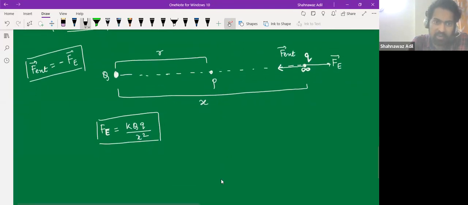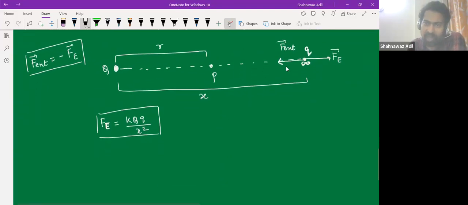And now you guys see that this should be equal to this external force. So whatever force is in this direction, now if you want to bring this charge from here to here, we should apply the same force. So this should be equal to F external. So now we have found the magnitude of this F external as well.